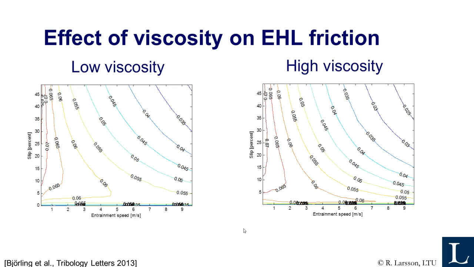It's more, as I said before, a shear strength effect, and this shear strength is actually a little bit higher for a low viscosity oil than for a high viscosity oil. So you can check this by choosing, for example, 5 meters per second of entrainment speed and 25 percent slip, that is 0.025 in slide to roll ratio. Then you come to this curve, 0.05 in friction, and you can do the same for the high viscosity, and you end up on 0.045. So that means it's 10% lower friction with a high viscosity. That's maybe not expected for all of us.